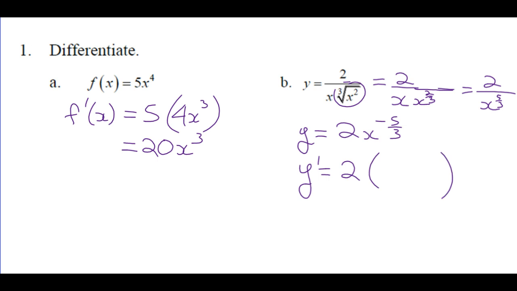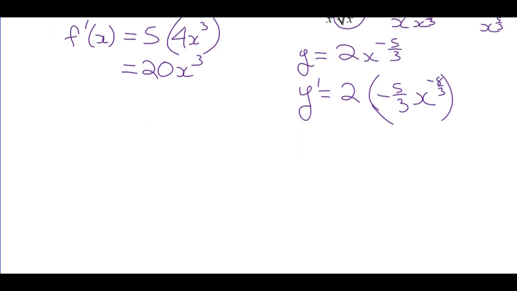is 2 times, and what's the derivative of x to the negative 5/3? Negative 7/3? Really? Oh, never mind. 8/3? Yeah, 8/3. Let's go with negative 8/3. So that's negative 10x to the negative 8/3 over 3.